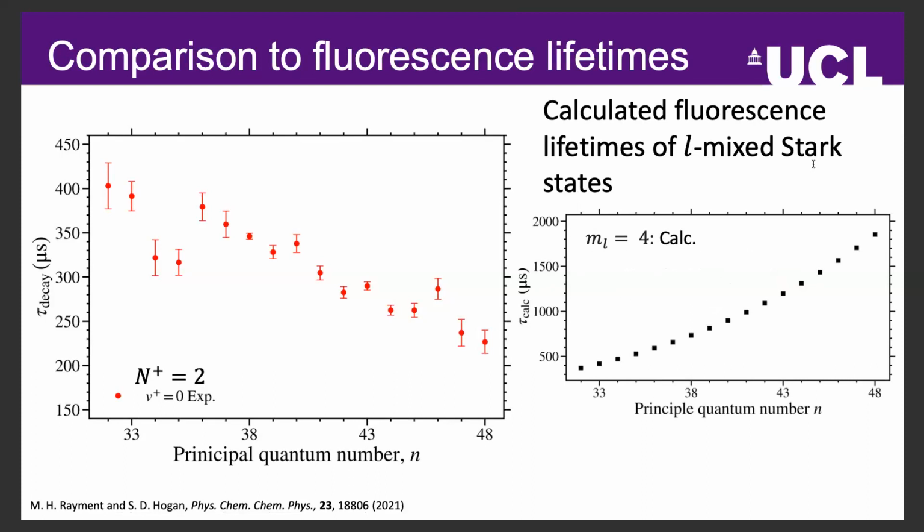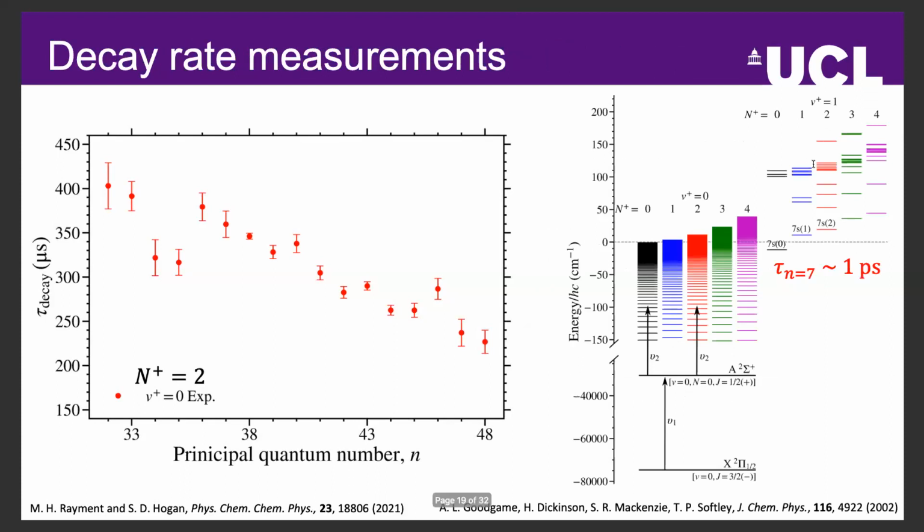So, why do we see this general trend going down? Well, the reason for this is because there are some nearby low-n states in the first vibrationally excited series that lie close by to the highly excited Rydberg states we're exciting in this experiment. However, these states have lifetimes that are on the order of 1 picosecond.